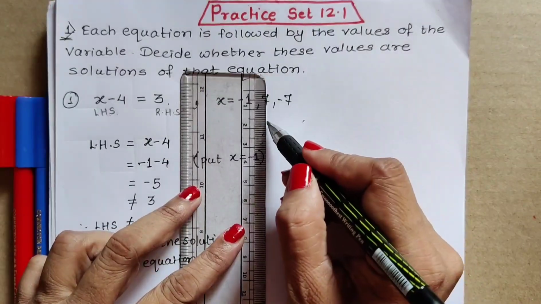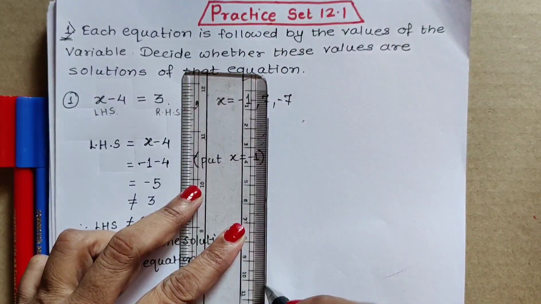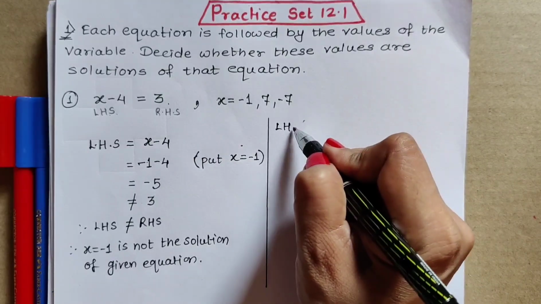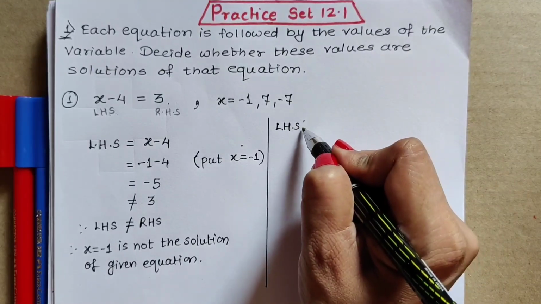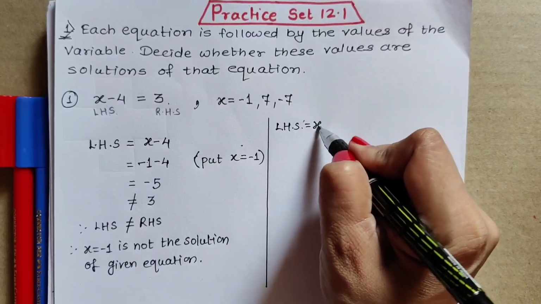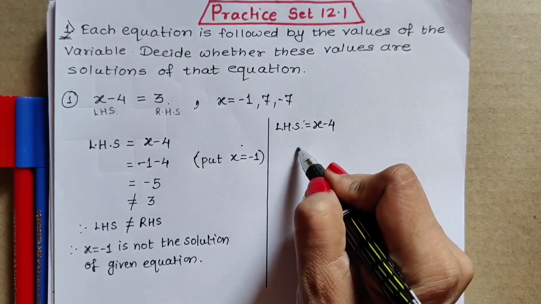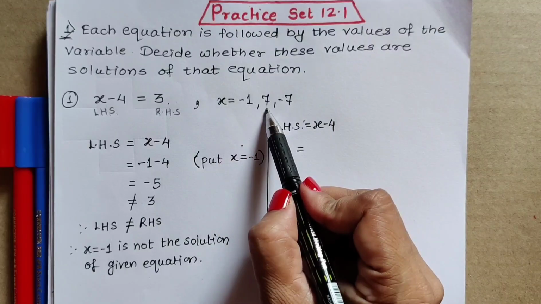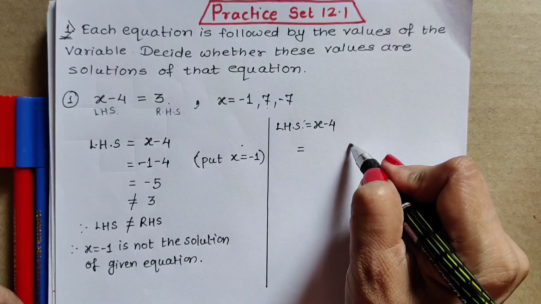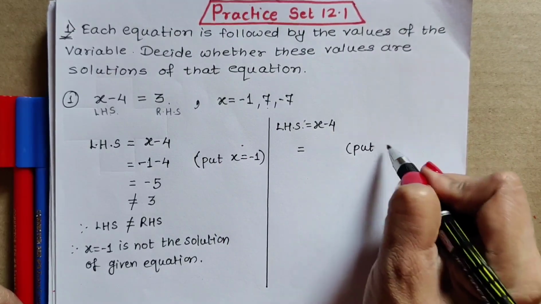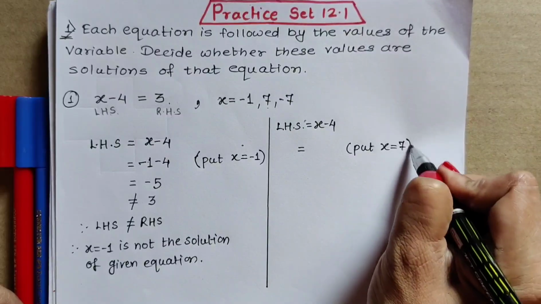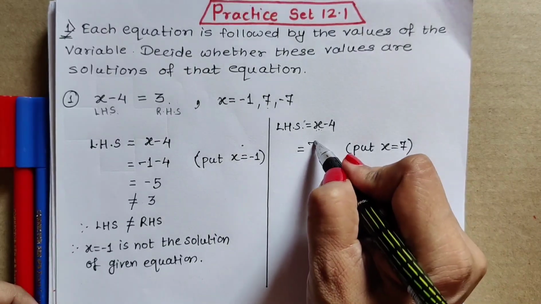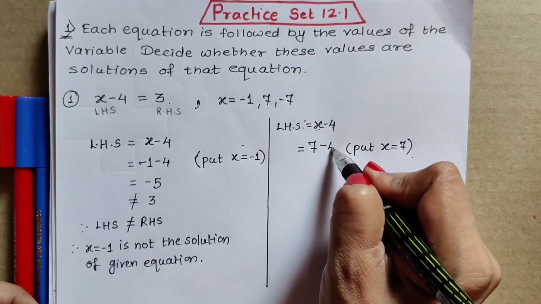Now let us check for the second value of x. Again we will write the left hand side of our equation. LHS is x minus 4. Now what are we going to do? We will write 7 in place of x. So put x is equal to 7. I am going to write in the bracket put x is equal to 7. So in place of x I am going to write 7 now, minus 4 as it is.